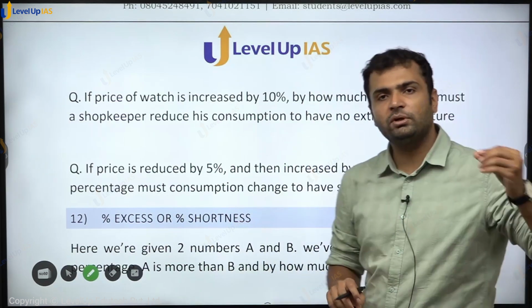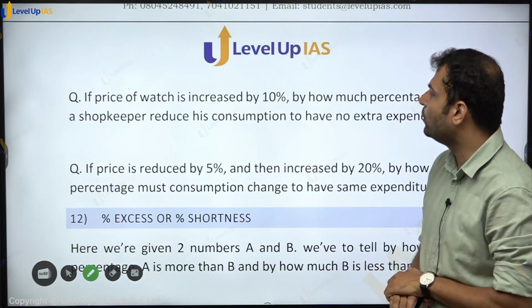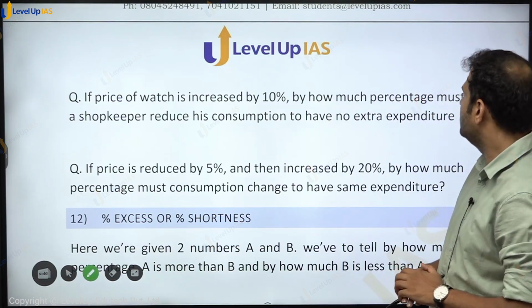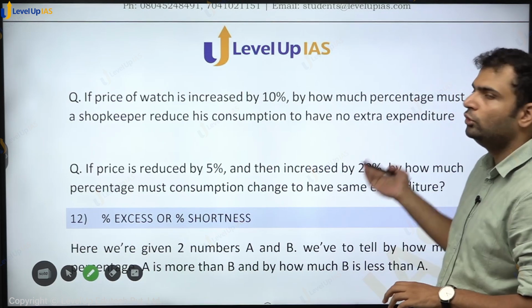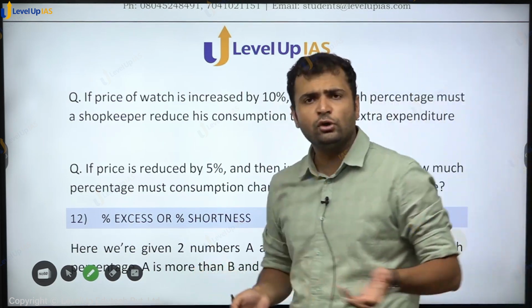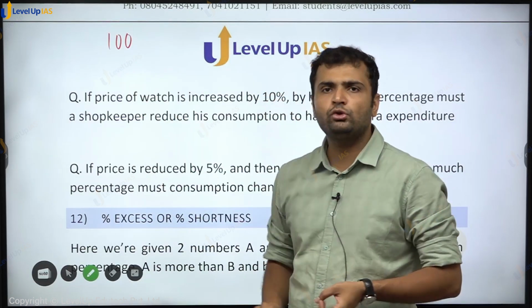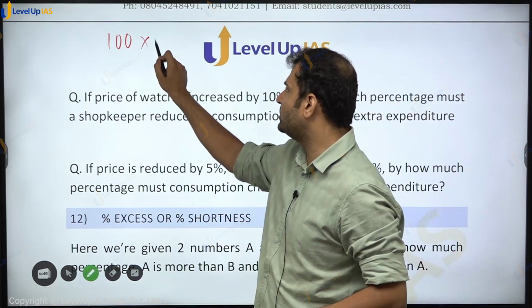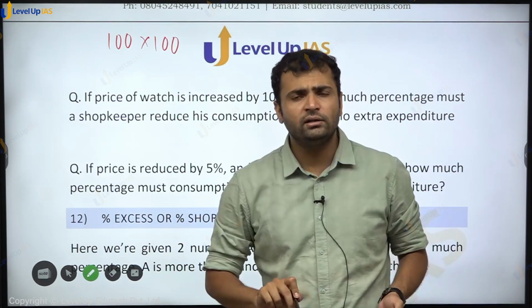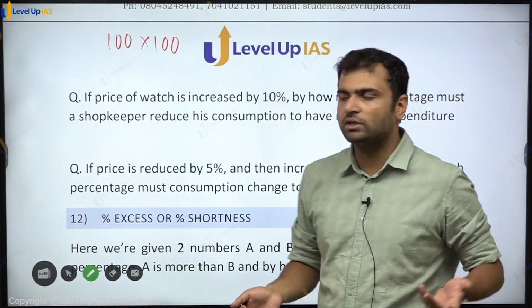And again, because this is a percentage chapter, हम start 100 से करेंगे. If the price of watch is increased by 10%, by how much percentage must a shopkeeper reduce his consumption to have no extra expenditure? So let us assume that price of watch was 100 initially and he used to buy again 100 watches. So his initial expenditure was 100 into 100. That should be his final expenditure as well, because we don't want to change the expenditure.